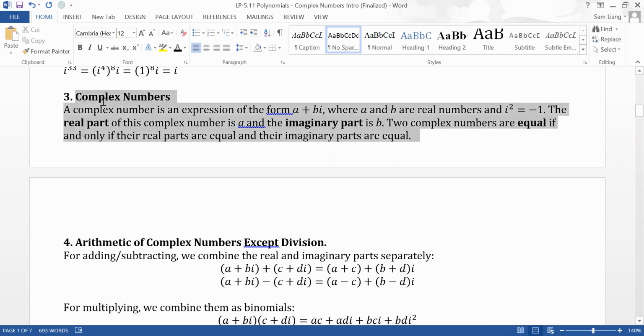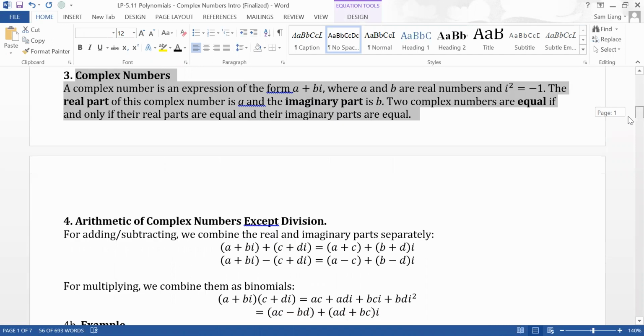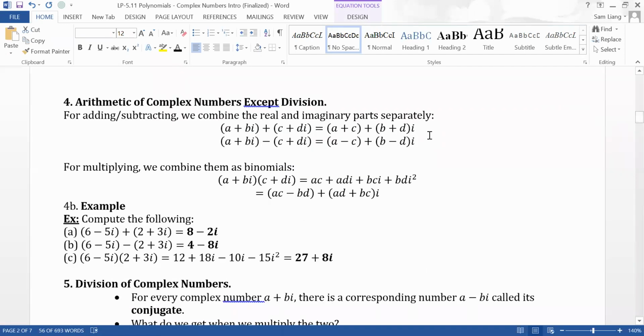All right, let me pause there so you can copy that, or rather pause the video if you need to copy that, and then once you're done, resume the video. Okay, so part 4 is some arithmetic rules regarding complex numbers, and then division, we'll talk about that later.